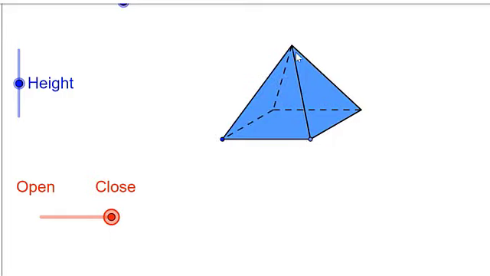The number of vertices, let's count. 1, 2, 3, 4, 5. Then the number of vertices of the square-based pyramid equals the number of its faces. Now let's count the number of its edges. 1, 2, 3, 4, 5, 6, 7, 8. So the number of its edges equals 8 edges.